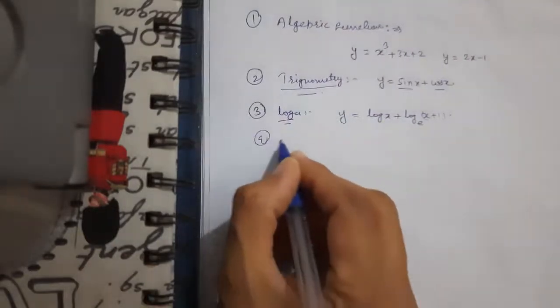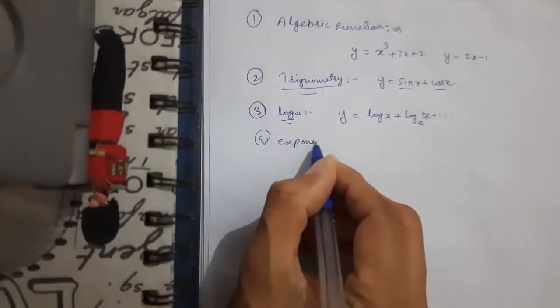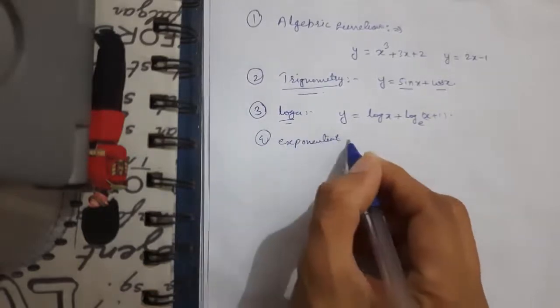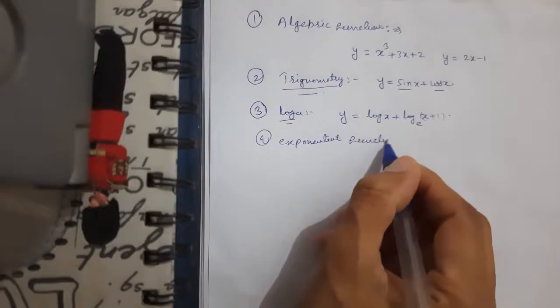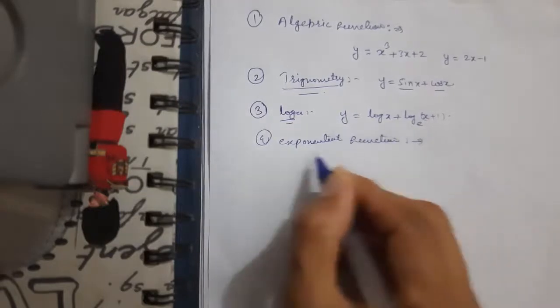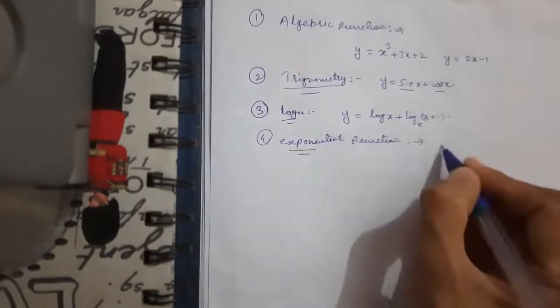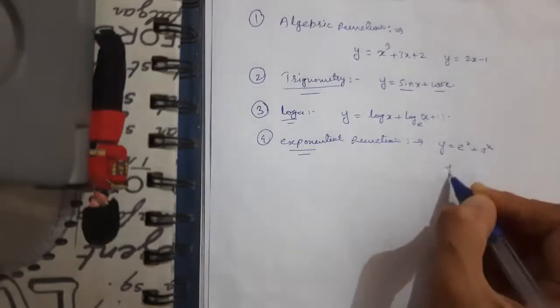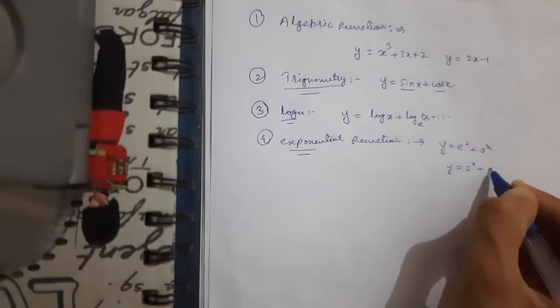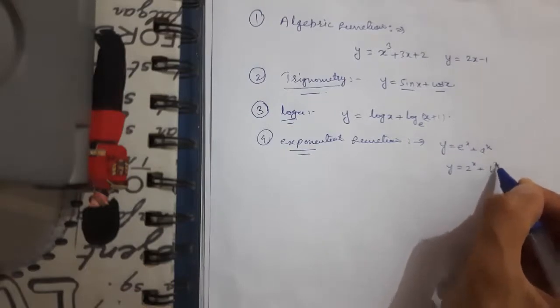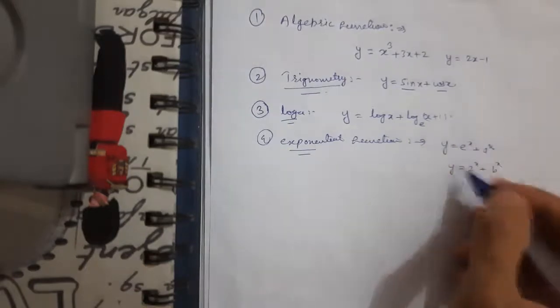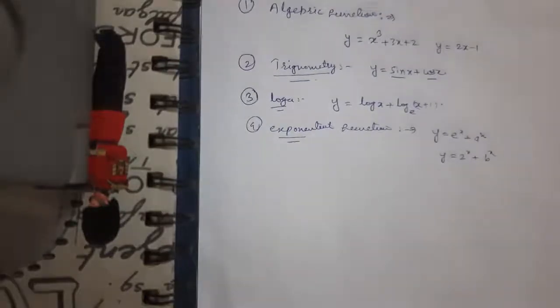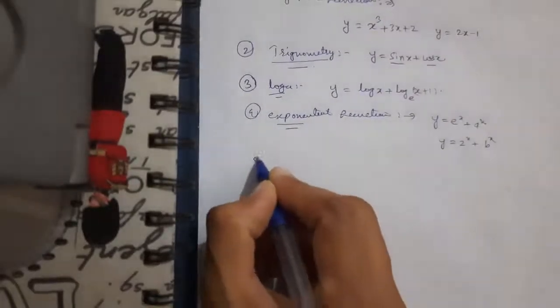Exponential function. If a function has some exponential term, for example y equals e to the power x plus ax, or y equals 2 to the power x plus bx, this kind of thing. If exponential indices are there, then that is called an exponential function.